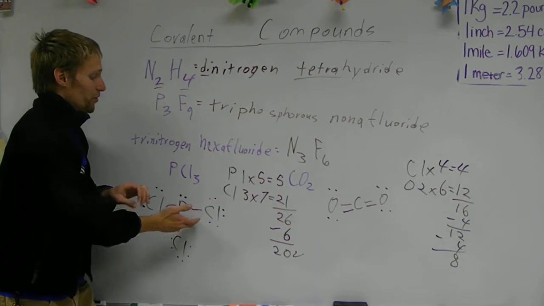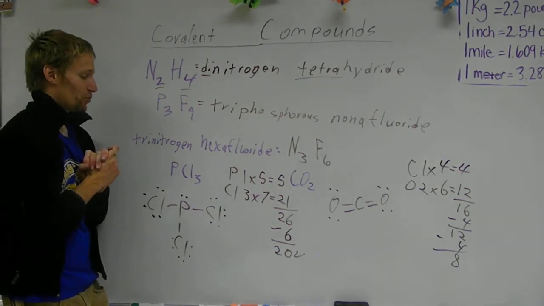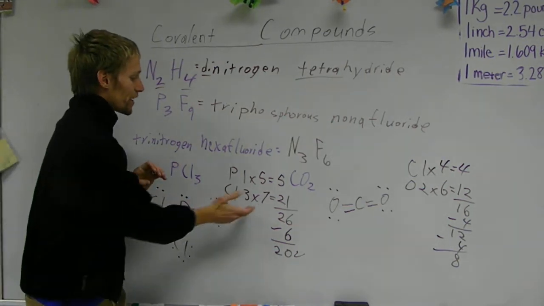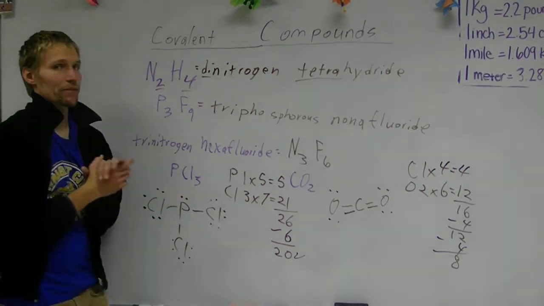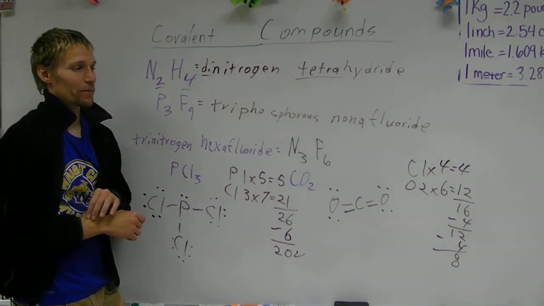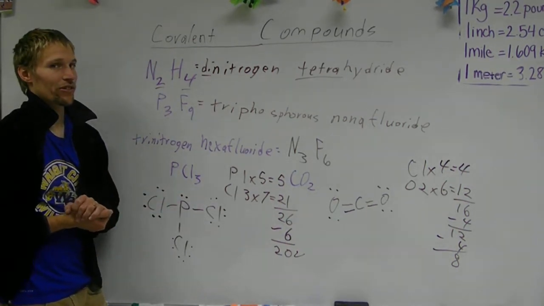And then make sure you can draw your Lewis dot structures as well. So make sure you're looking at your valence electrons. Again, we try to make them symmetrical if you can. Not always going to be possible, but try to make it symmetrical if you can.